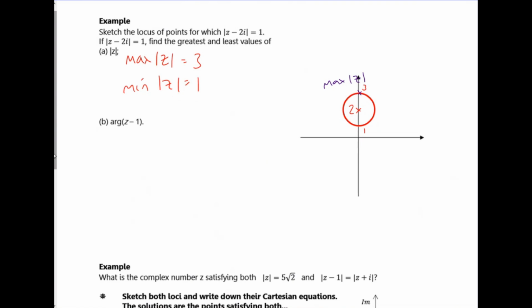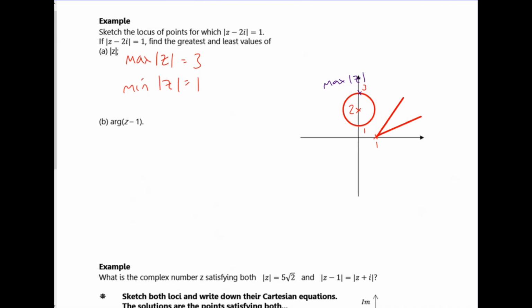So it asks for the greatest and least values of arg z minus 1. Well, arg z minus 1 is a half line from the point 1 on the real axis. And it could be anything. It hasn't told us an argument, so it could be this one, could be this one, could be this one, could be this one, and so on.